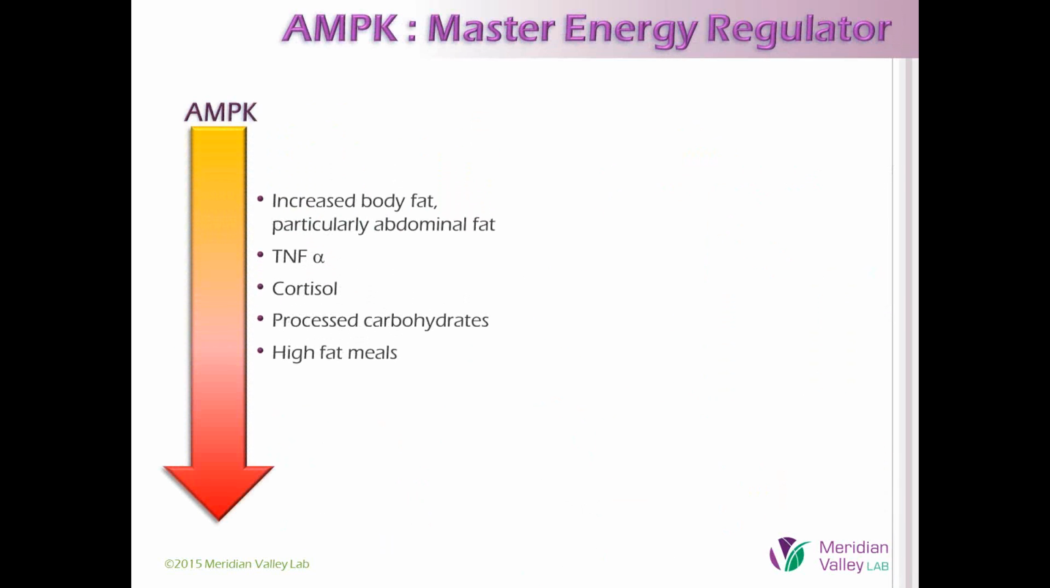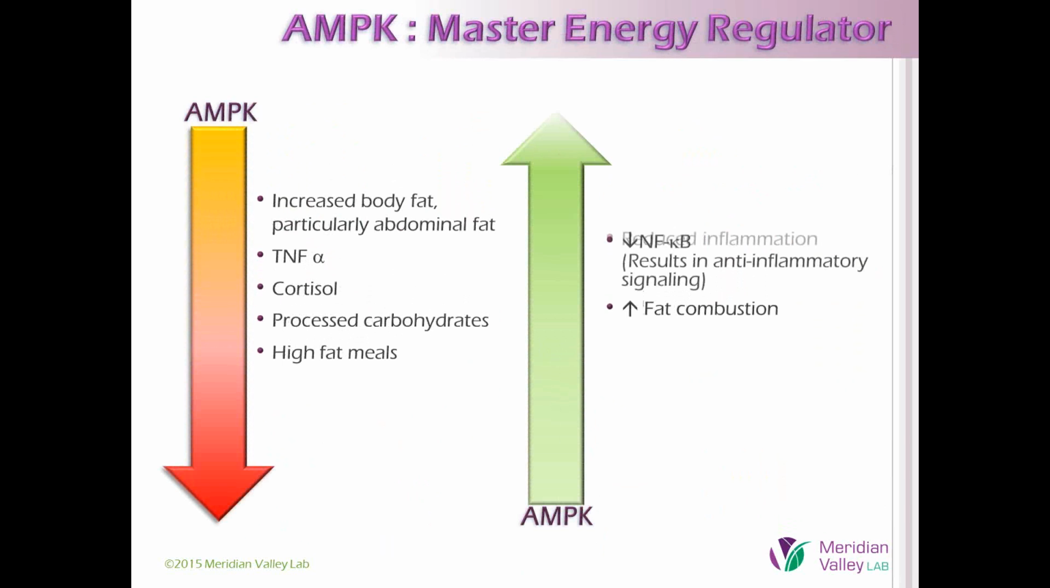So to look at this another way, a decrease in AMPK has many indirect negative consequences. We're going to have increased body fat overall. We're going to have, as a result, an increase in adipokines and TNF-alpha, that's inflammation. Increased cortisol, because fat mass produces an enzyme that makes cortisol outside of the adrenal gland.